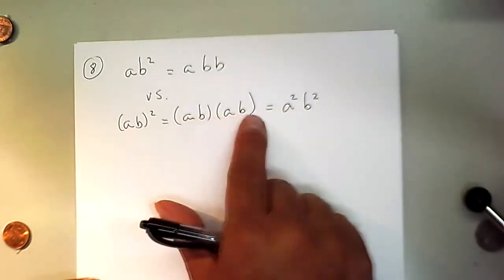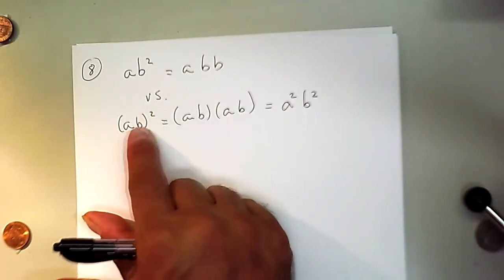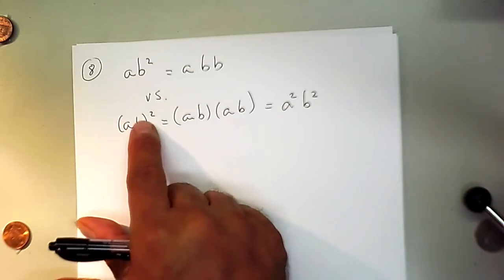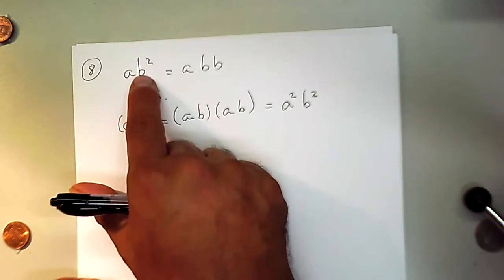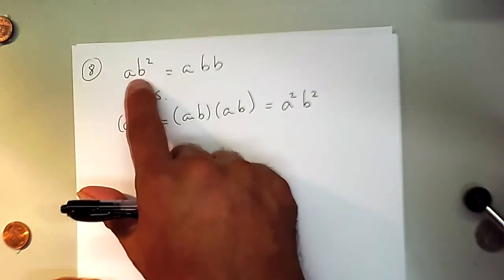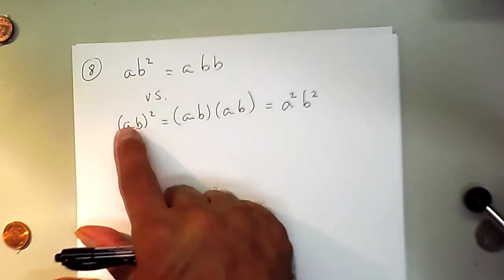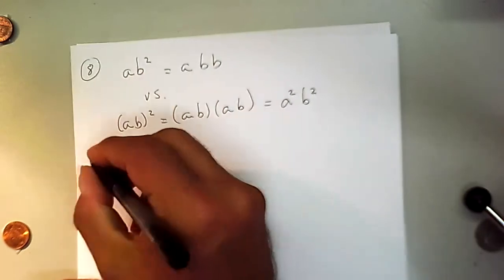You don't have to go through this step. I just want to emphasize that the 2 attaches to both of them because of the parenthesis. So the parenthesis unifies this as a single quantity. Here, there's no parenthesis around ab. So the 2 is only attached to the b, not to the quantity ab. So there is a big difference here.